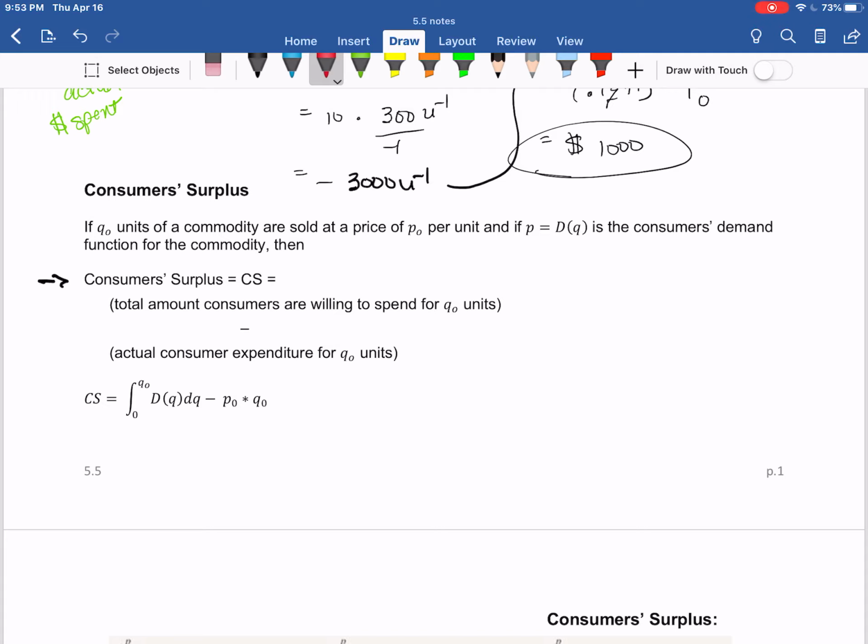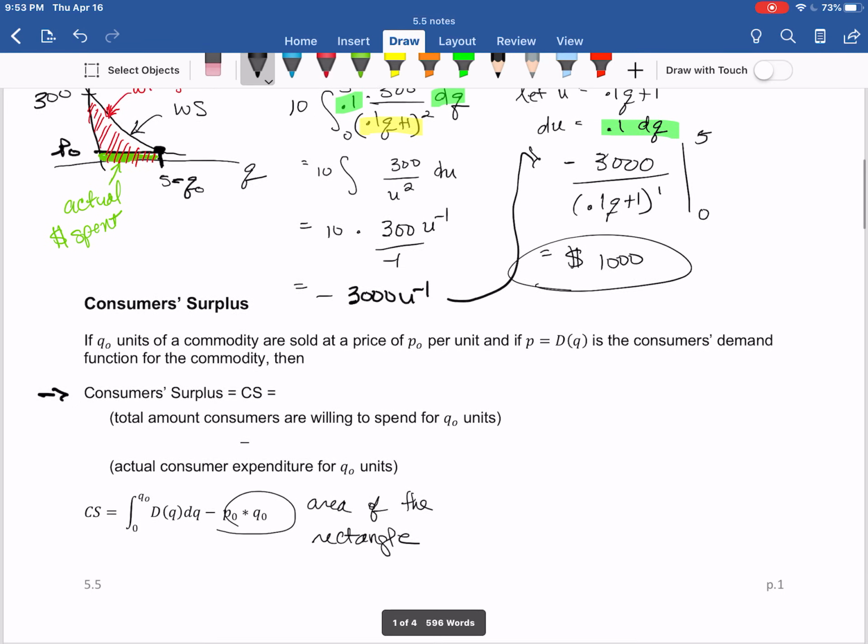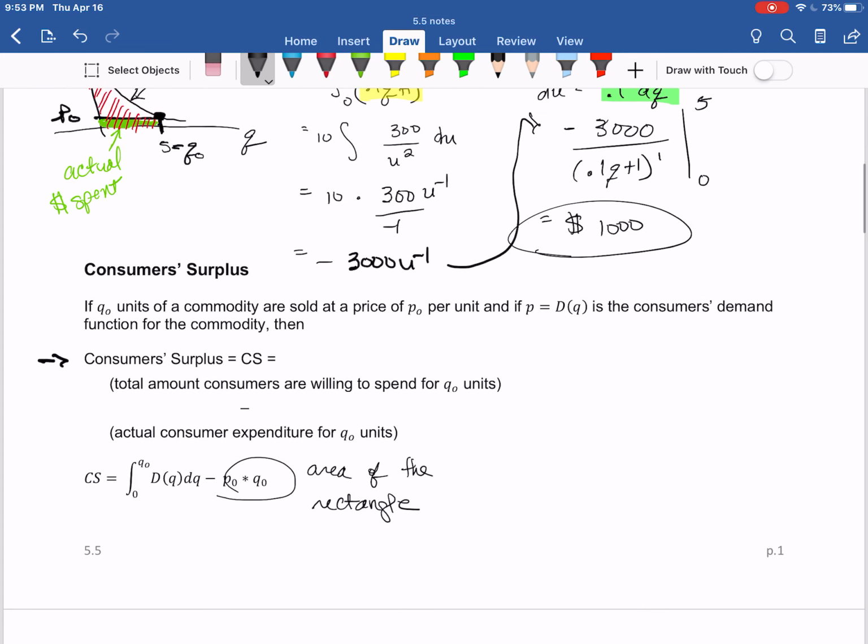surplus. And so the integral is going to find the integral from 0 to Q naught under the demand function minus P naught Q naught. This is the rectangle. That's the area of the rectangle. So up in your picture, that would be that green section. Okay. That's what they actually spent. The integral tells you what they were willing to spend. So that's the red hashed line area, willing to spend. That's the integral part, minus the P naught Q naught, that's the area of the rectangle.